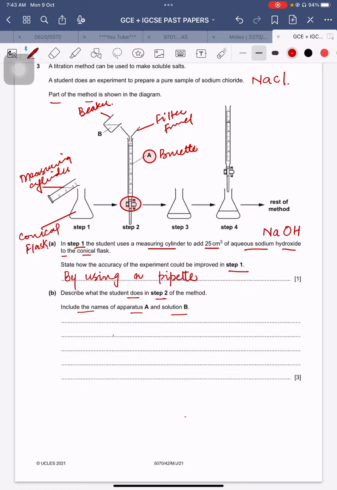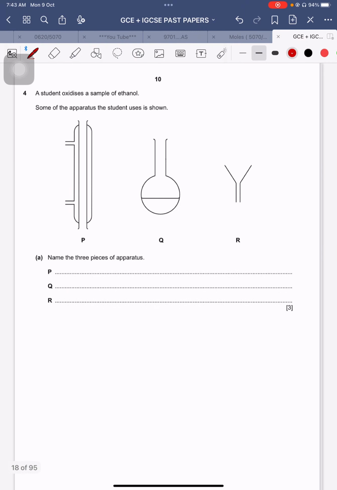Now I'm changing the board, and this is another question. A student oxidizes a sample of ethanol. So in the previous question, a student was preparing a sample of sodium chloride. Here, a student is oxidizing a sample of ethanol. How to prepare sodium chloride is currently not part of your syllabus. How to oxidize a sample of ethanol is also not part of your syllabus. In the previous question, our concern was related to the apparatuses and their uses. Here again, we are focused on the different types of apparatuses.